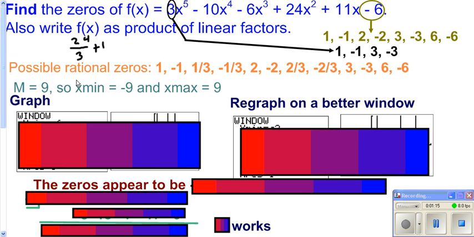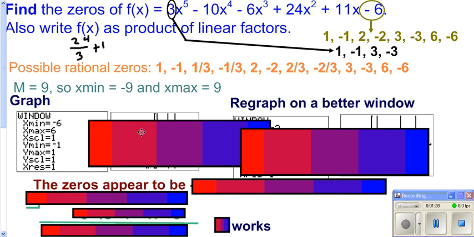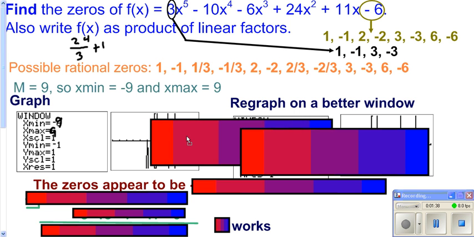So then we want to go ahead and graph our original function to see which ones of these possible rational zeros actually end up working for us. So we're going to go ahead and do our window. And this should be from a -9 to a +9. Then you'd want to go ahead and graph that.